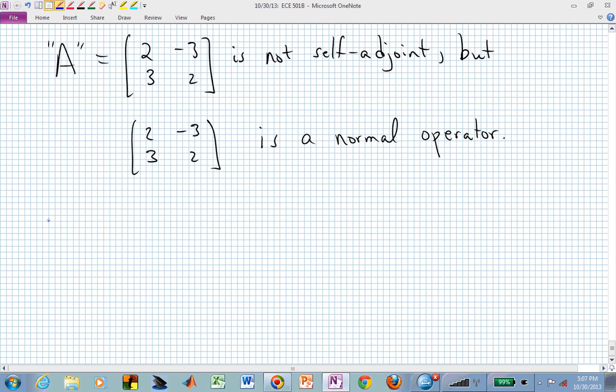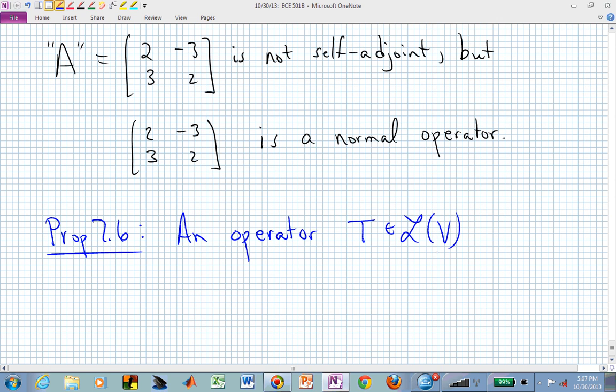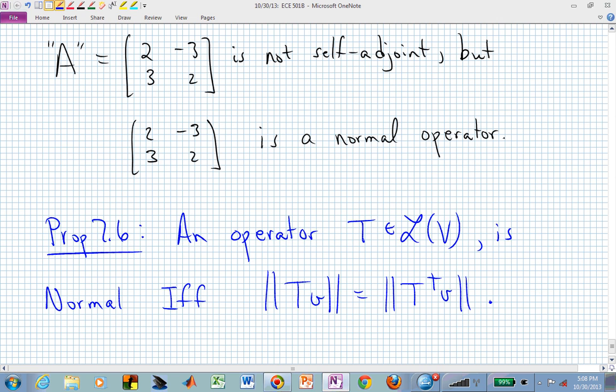Here's proposition 6 in chapter 7. An operator T that's mapping between these vector spaces V is normal if and only if the norm of Tv is equal to the norm of T dagger v.